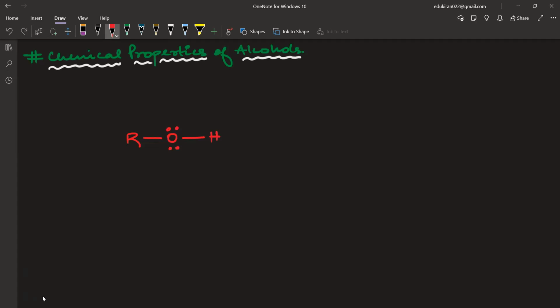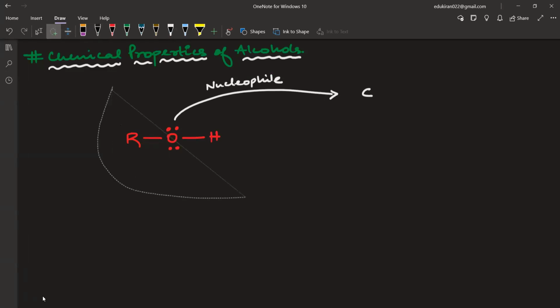Now, if this lone pair electron attacks a carbon atom, then this oxygen atom is attacking carbon. That means it is acting as a nucleophile. Now, if you have an electron-rich source, then it can either act as a nucleophile, or it can act as a base also.